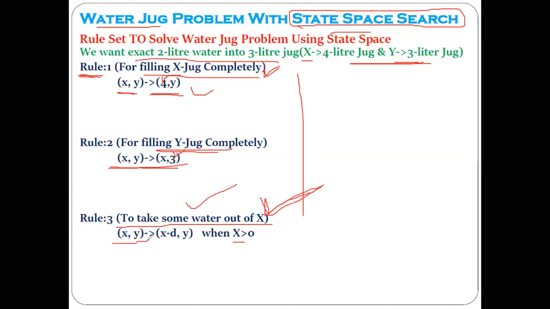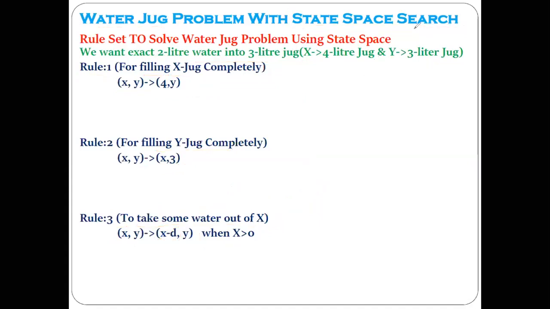And that rule you can utilize. The rule for that is like this: X comma Y implies X minus D comma Y. What is the meaning of this D? Some water from X. Yes or no? Yes, sir. We have to take some water out of the X. The condition is that X must be greater than 0. Understood the third rule? Yes, sir.